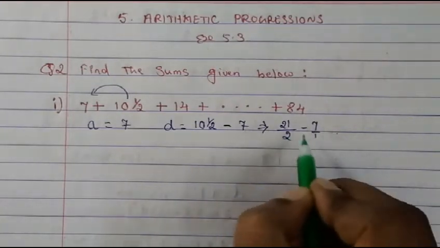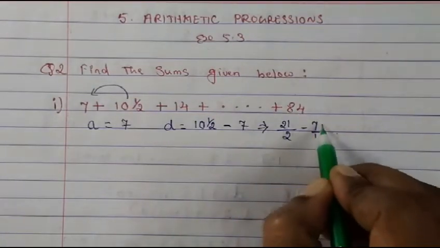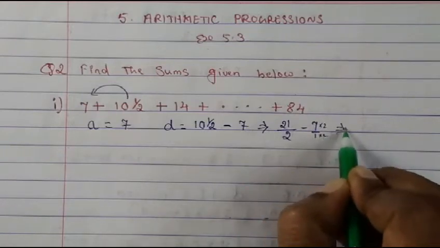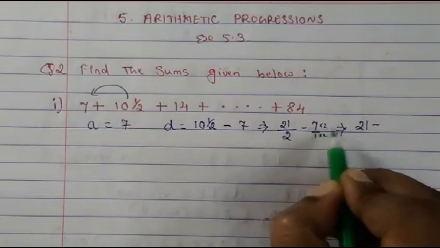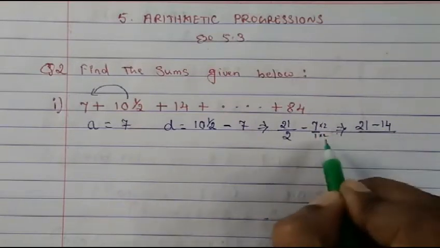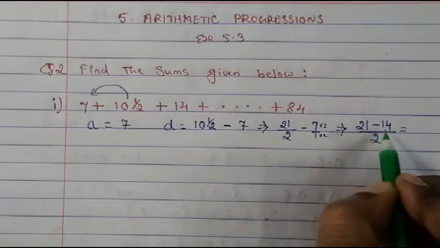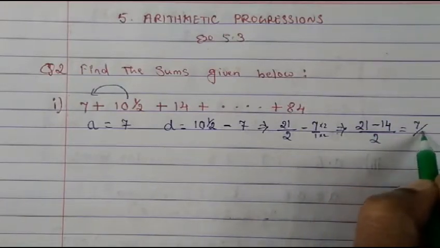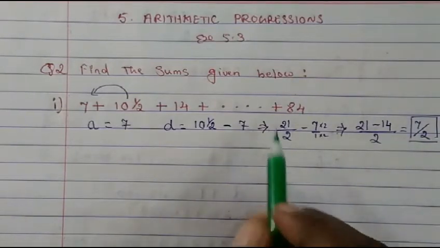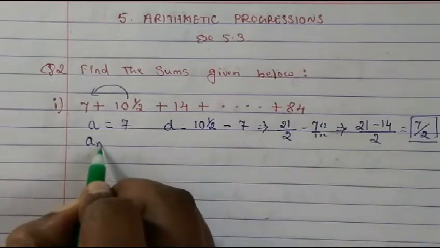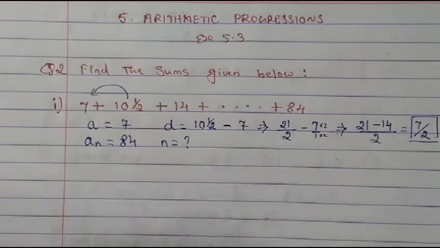Now we have to take the LCM. To get 2, on both sides we multiply by 2. Then we get 21 here the same, minus 7 twos are 14, and in the denominator we'll have 2. Finally, 21 minus 14 will give us 7 upon 2. So this is our D value. Then AN value: AN is 84. So we have to find the n value.